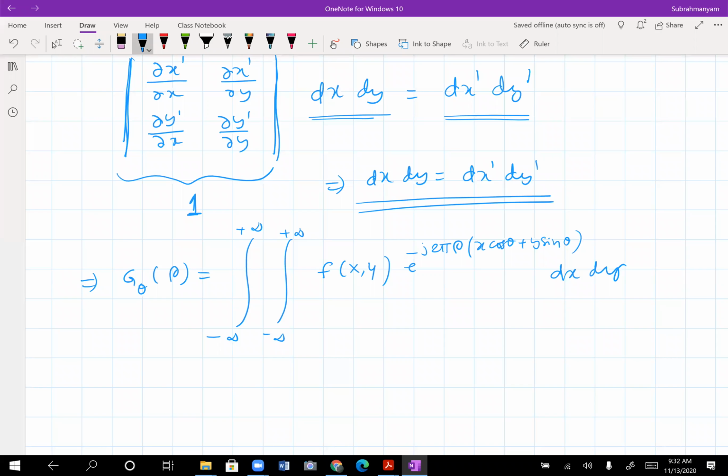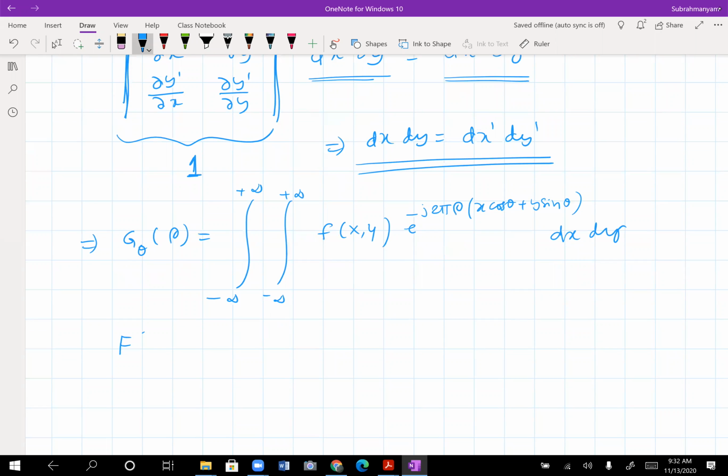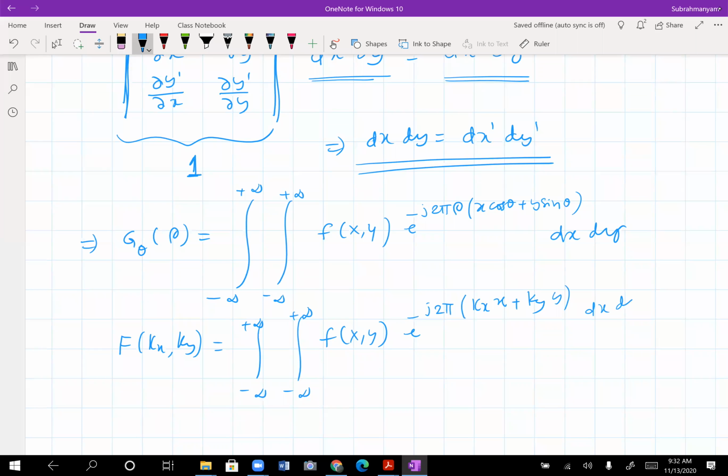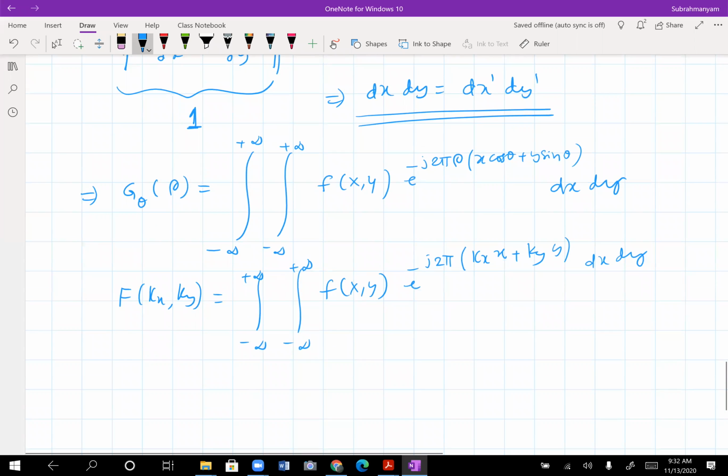Now compare it with f of kx comma ky. What was f of kx comma ky? Minus infinity to plus infinity, f of xy into e power minus j 2 pi kx into x. I'm just rewriting the expression because it is too far on the top, so I'm just writing it here, hopefully not committing any new mistakes. dx dy. So from that, now what could you say here?